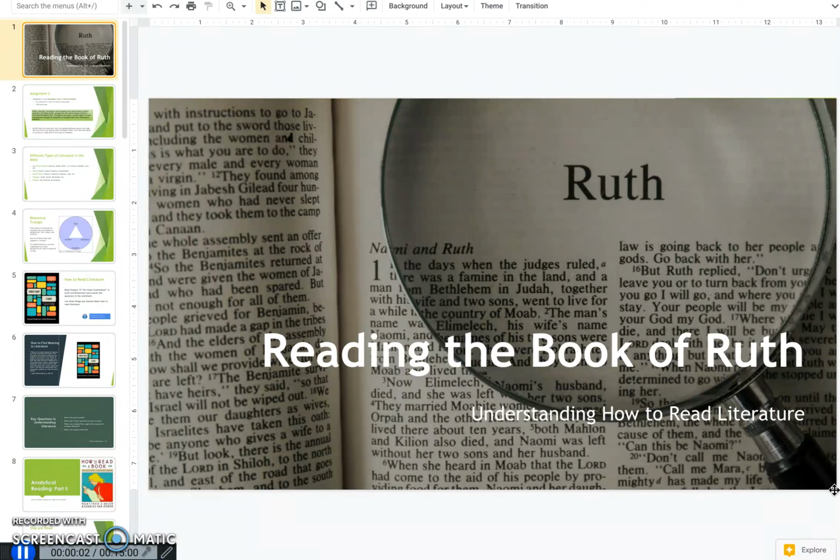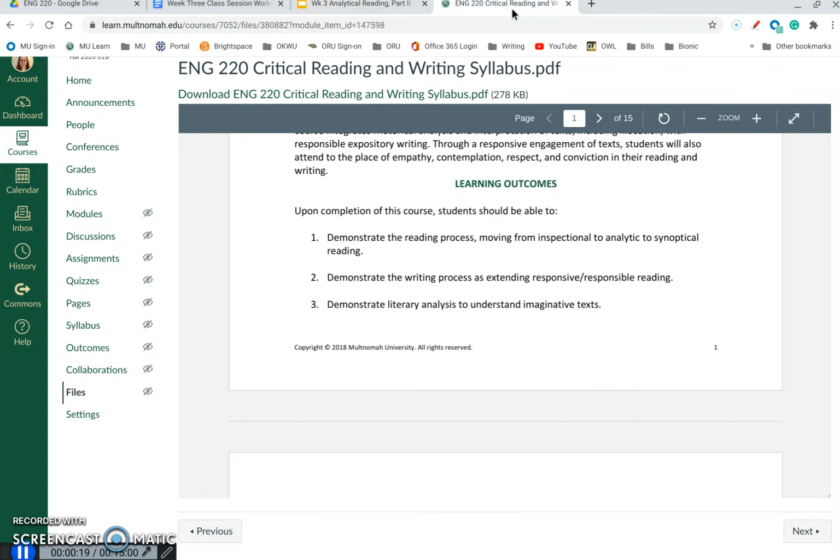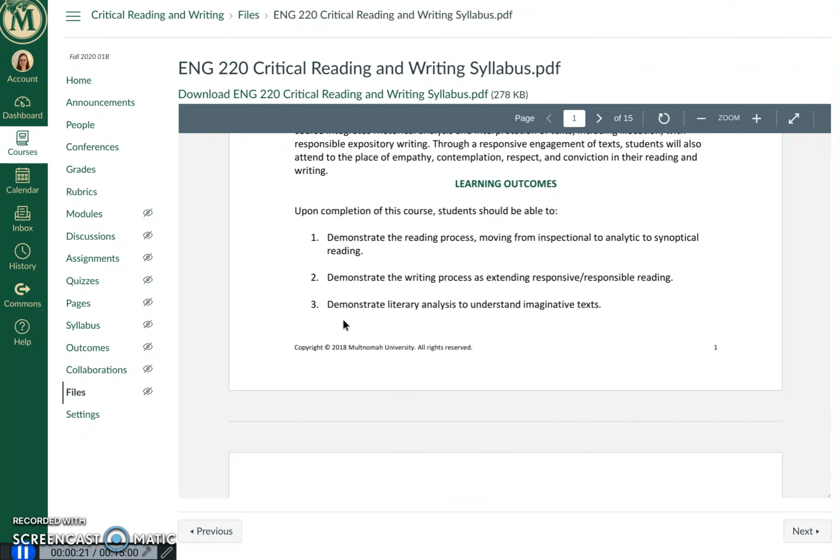So this week I want to introduce us to our second assignment, which is going to focus on reading the book of Ruth. We're going to be reading the book of Ruth like it's a story. So this may be a little different from how you're used to reading some other parts of the Bible. But this is when we're going to begin looking at our third learning objective in the class, which is to demonstrate an ability to use literary analysis to understand an imaginative text.